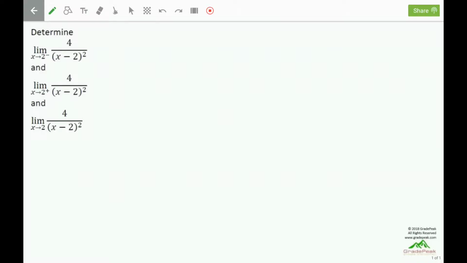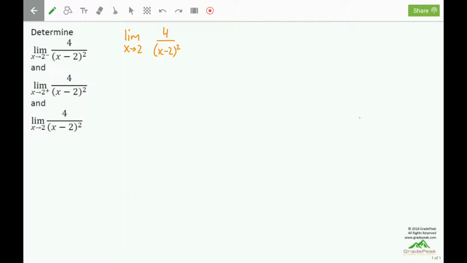Determine the left-sided limit and the right-sided limit and the two-sided limit as x approaches 2 of 4 over (x minus 2) squared. Each of these involves the limit as x approaches 2 of 4 over (x minus 2) squared.